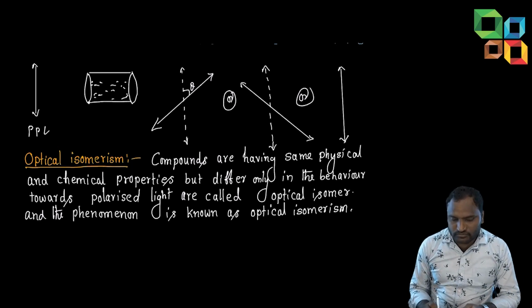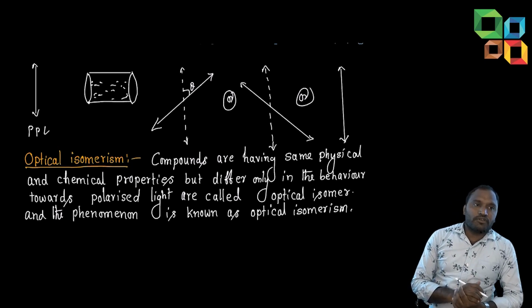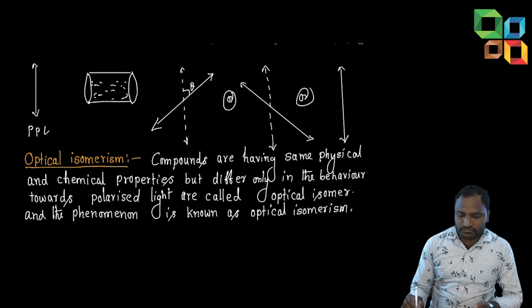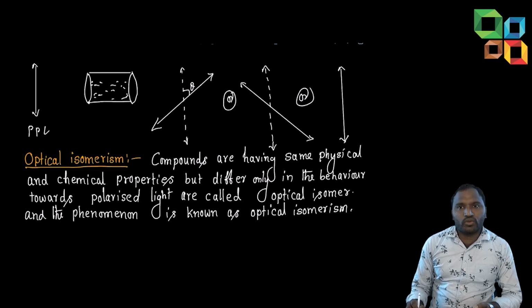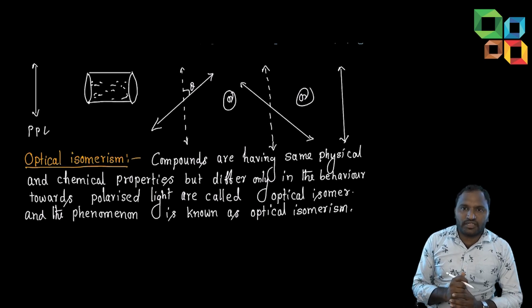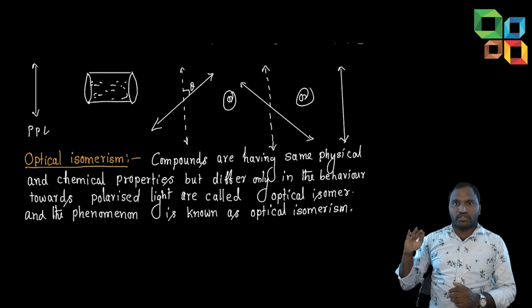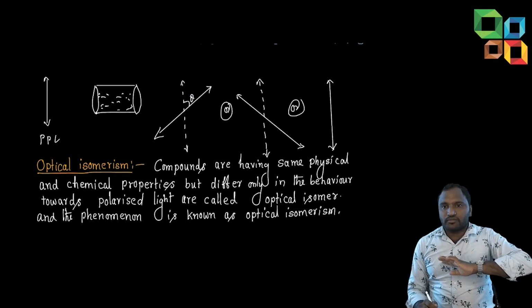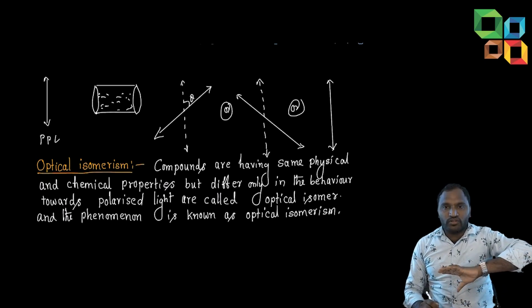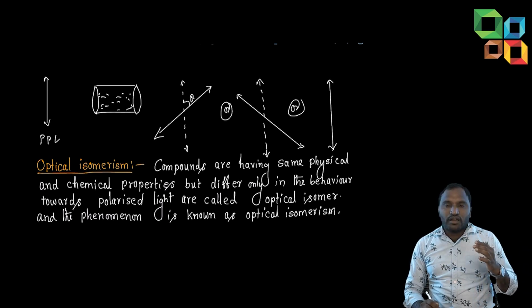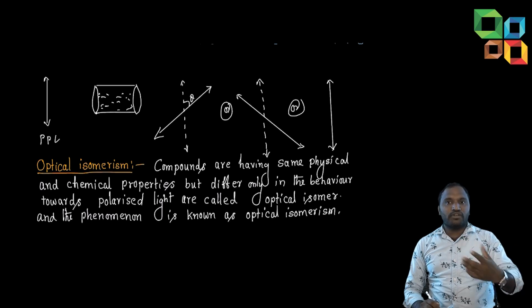Next side heading: conditions for optical isomerism. Are they transparent or optically inactive substances? Both have the same property, but towards the light, they allow the light inside. They transmit the light, what we call the transmission property. After entering into the sample only, the rotation will happen.